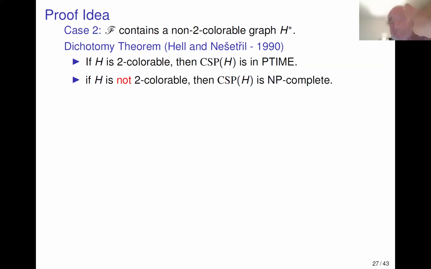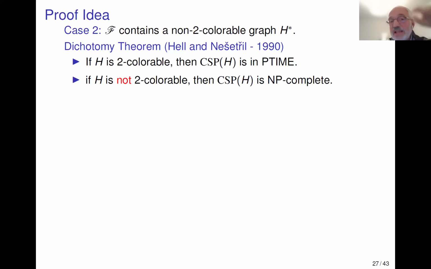All the work goes in the second part, because if the graph is two-colorable, then basically we have the polynomial time algorithm for two-colorability. The interesting case is when the graph is not two-colorable, and then they did a lot of hard combinatorics, a series of reductions, to prove that the constraint satisfaction problem is NP-complete.